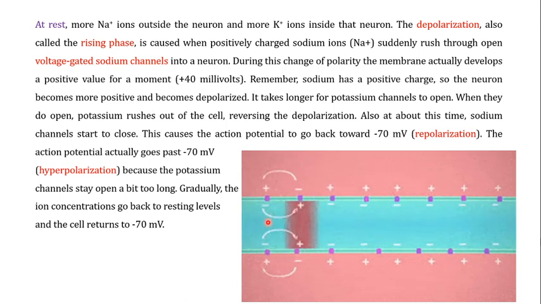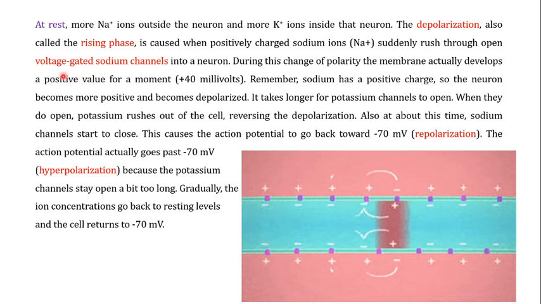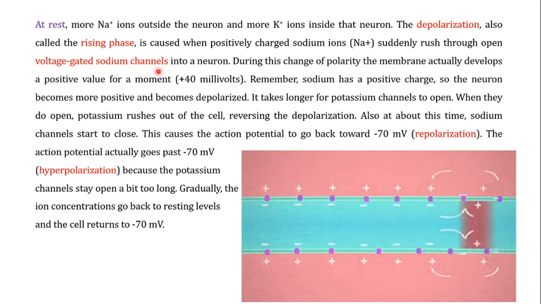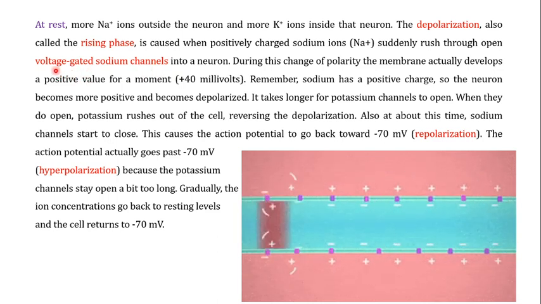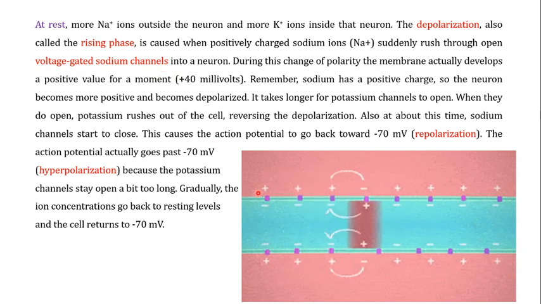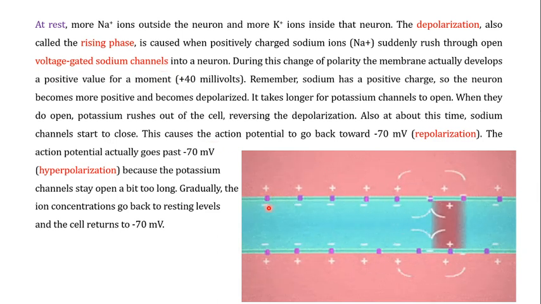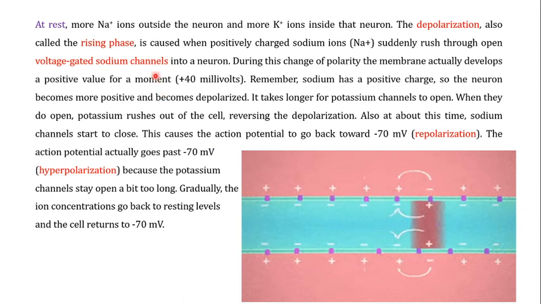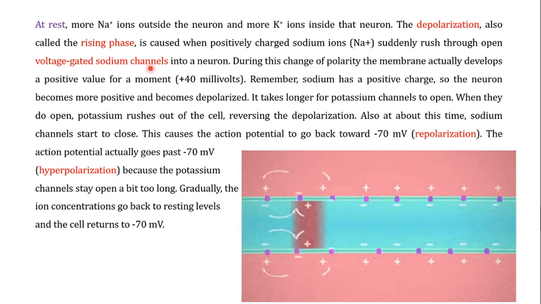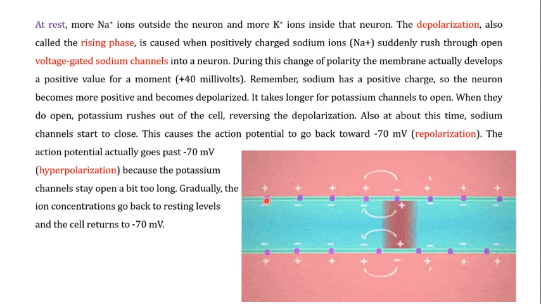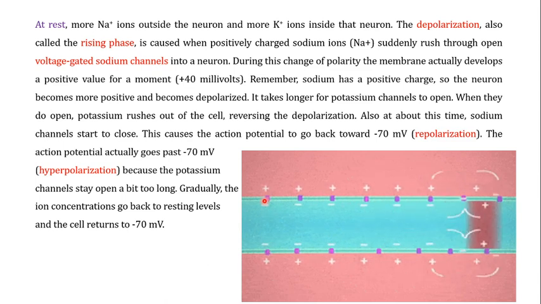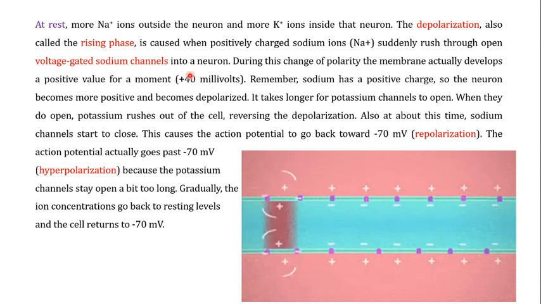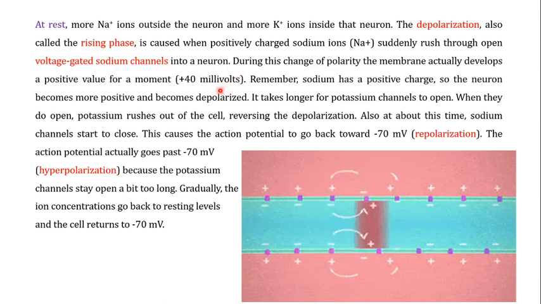Now these sodium ion channels are known as the voltage gated sodium channels. What I mean by voltage gated sodium channel is that the opening of these sodium ion channels is because of the voltage and not because of the binding of any ligand. Therefore they are known as the voltage gated sodium channels. Now during this change, when the sodium ion channels are open, the polarity of the membrane moves to a value of plus 40 millivolts.